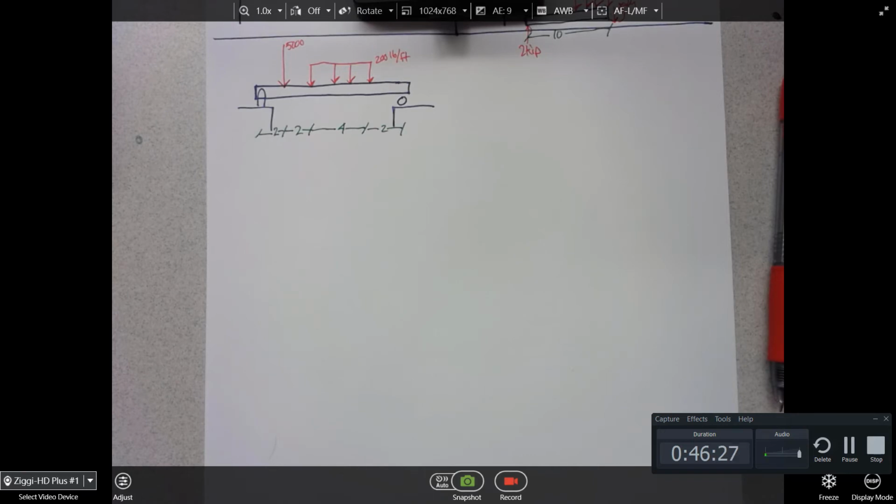5,000 pounds is the concentrated load, and 200 pounds per foot is the magnitude of the distributed load. The beam is 10 long. Okay, 2, 2, 4, 2 are those numbers. So I'm going to let you work on that for about 5-10 minutes.